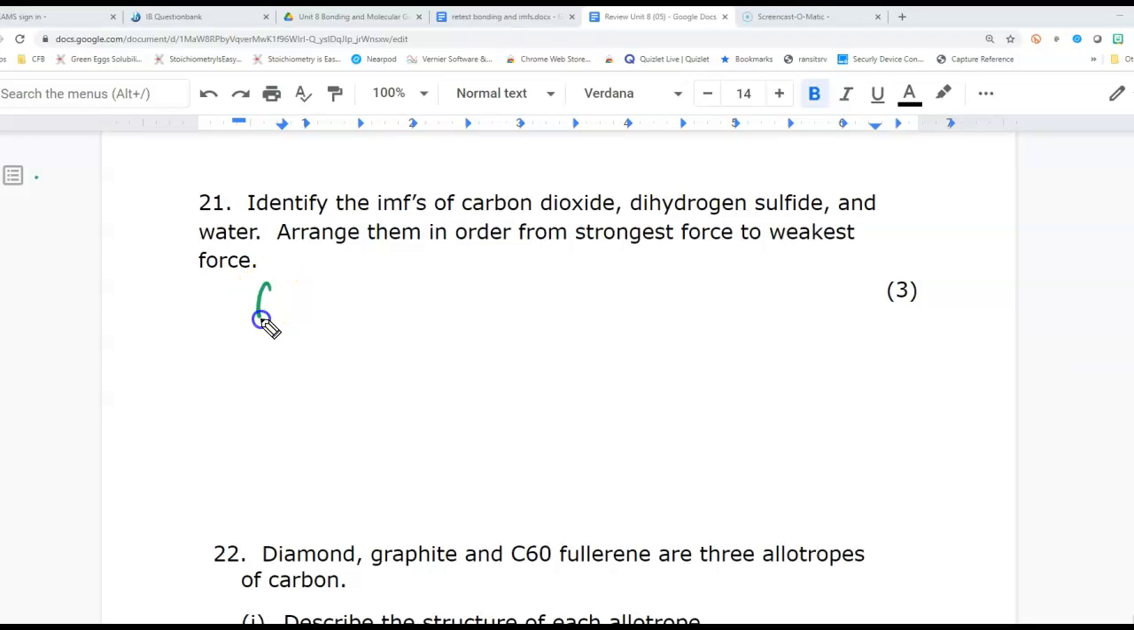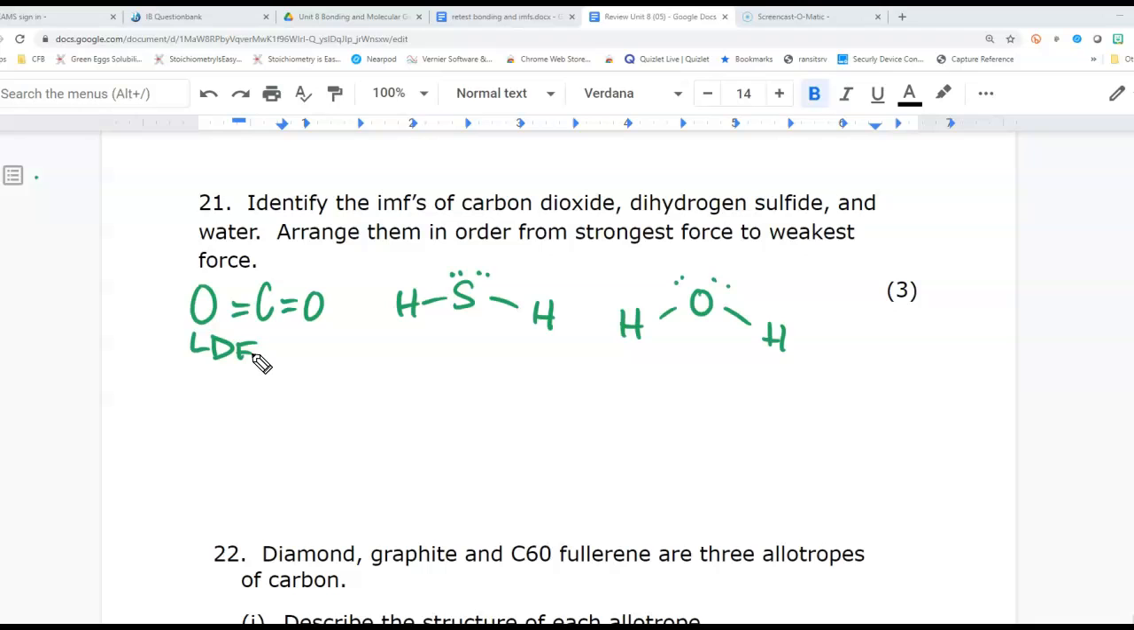So we end up with C double bond O like this. And then I have dihydrogen sulfide, so that's S with 2 hydrogens, one on either side like this. And then I have water, and that's going to be like this. Okay, so there are my examples there. This one is going to be completely nonpolar, so this is going to have only LDF forces. These both are going to be polar, but this is going to be dipole forces, and this is going to be hydrogen bonding. And so we would be able to put this as strongest force to weakest.